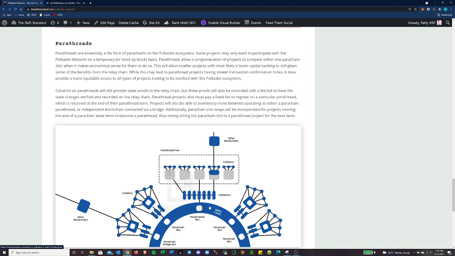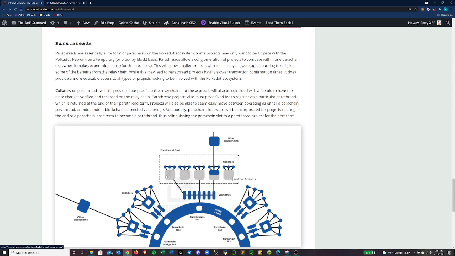So a parathread occupies a parachain slot. However, it'll have multiple different projects on it with their own collators, and collators are people or entities that batch all the transactions and the state changes from a parachain and then send it to the relay chain so it can be included and ordered in consensus. So with these parathreads, on a block by block basis, they are going to be putting up bids in fees with the DOT token in order to include one of their blocks in the relay chain so that it can be recorded for the entire network.